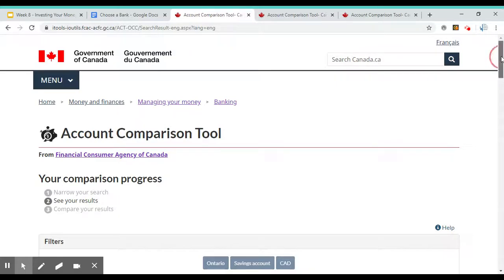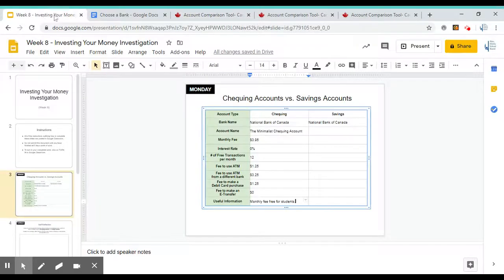Okay, so I think that's about it. You're going to finish filling in your other one using the same type of information we just went through, except for a savings account instead. And then when you are done that, you are just going to close the presentation and then come back tomorrow to do the work for Tuesday.